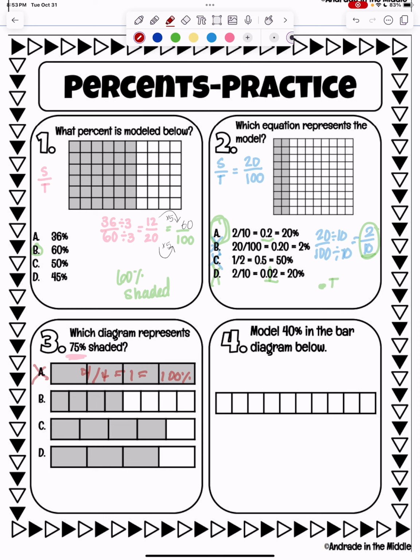Okay, let's go ahead and go on to the next one, right? How many are shaded? So 4 over 8. I can simplify 4 over 8 to 1 over 2, which would be 50%. So that's wrong. How many are shaded? 1, 2, 3, 4, 5. 4 out of 5. If I make that equivalent to 100, times 20, times 20, that is 80%. That is not correct.